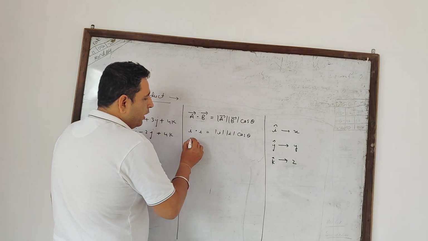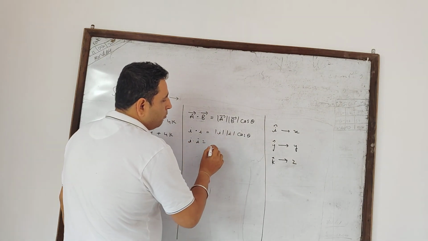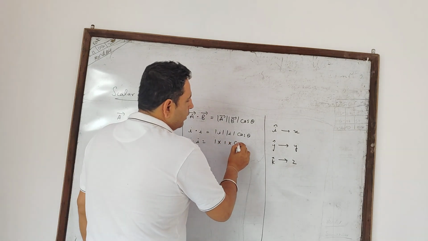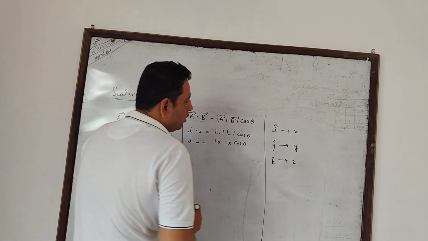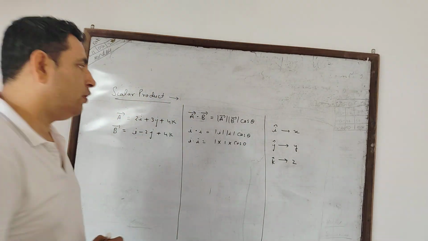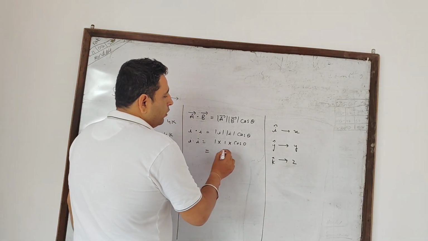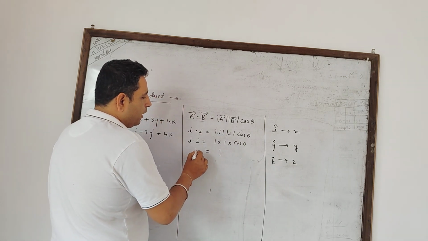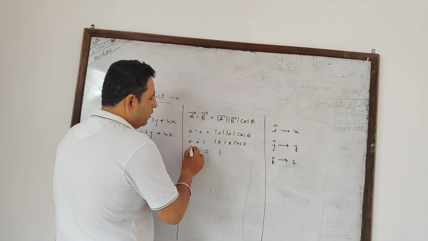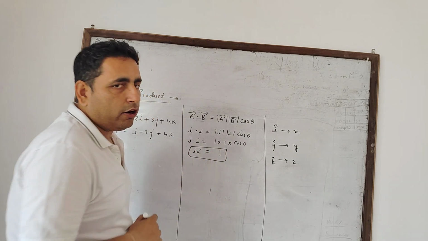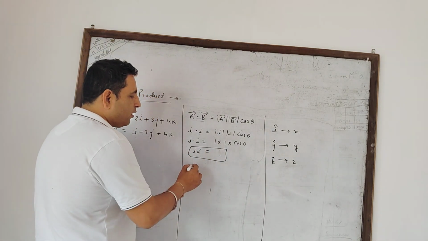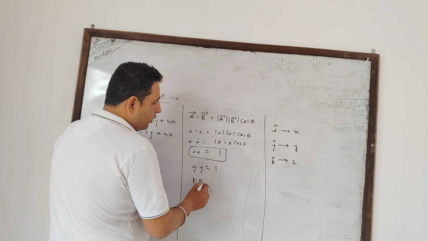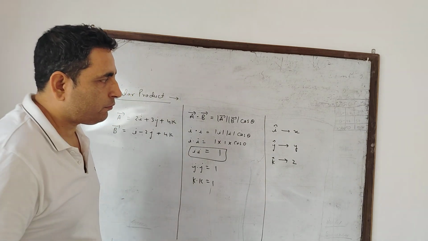So what I can write, I dot I is equal to magnitude of I, which is 1, times magnitude of I, which is 1, times cos of the angle between these two, which is 0 degrees. We know that the value of cos 0 is 1, so it becomes 1. So I dot I is equal to 1. This is how we can calculate I dot I. Similarly, J dot J is equal to 1 and K dot K is equal to 1.